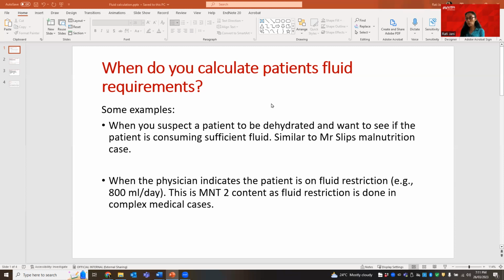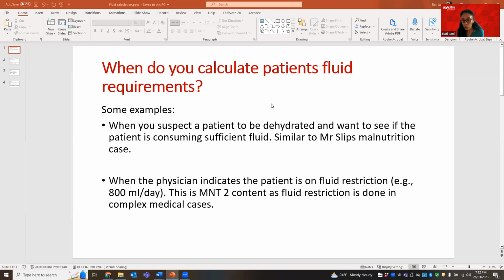How would you know the patient is on fluid restriction? This would be very clearly articulated in the medical chart by the physician. For example, the physician may say that the patient should be drinking no more than 800 ml of fluid, and this would be from food plus fluid. So you have to be very careful about what the person is eating and drinking. So this is a more complex condition.